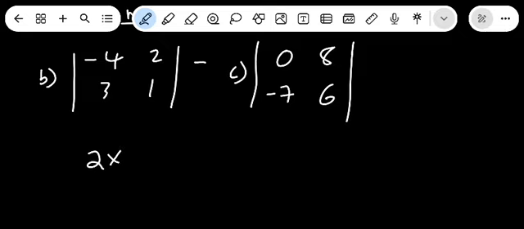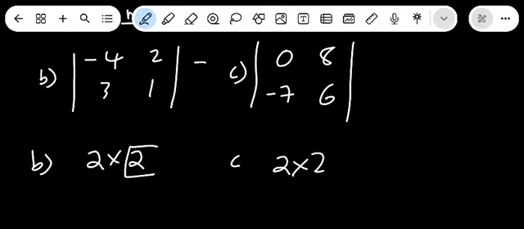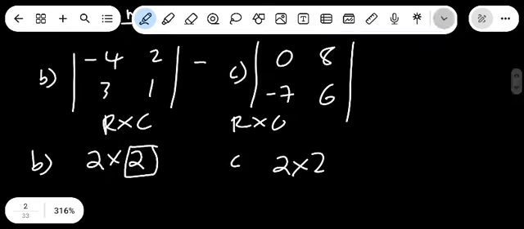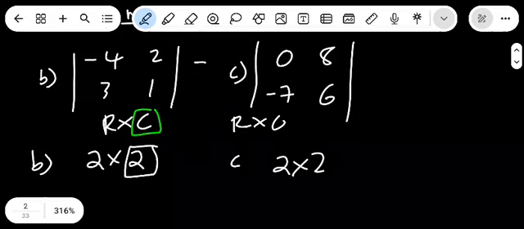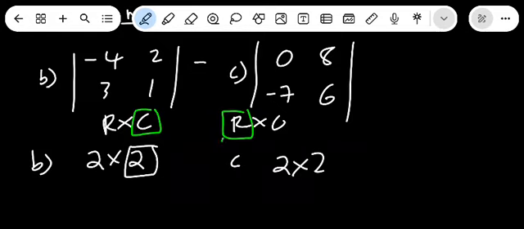So B will be a 2 by 2 matrix. Then C is also a 2 by 2 matrix. So these numbers must match. Remember, it's a row multiplied by column. So these two must match. They must be the same. The number of rows and columns must be the same. As you can see, we have 2 here. Also here we have what?